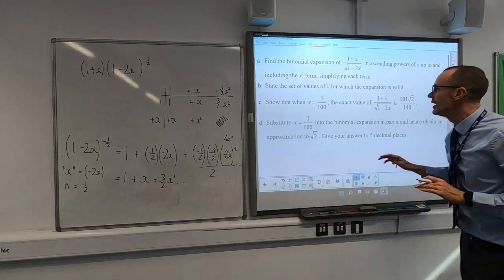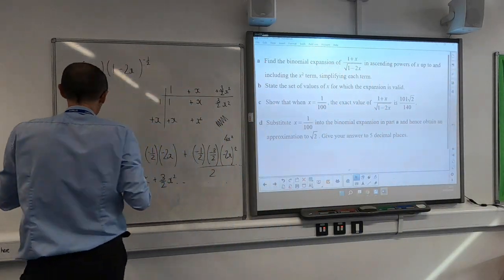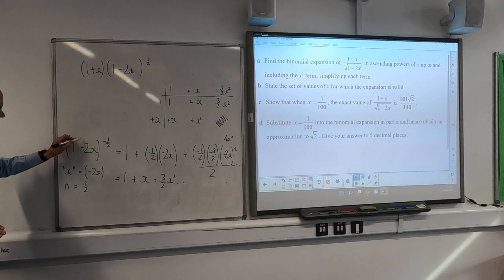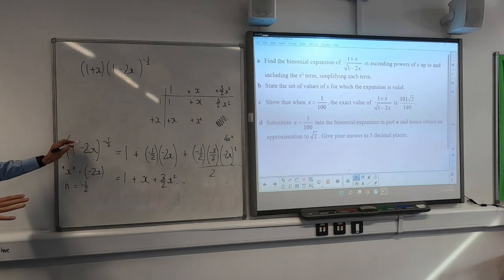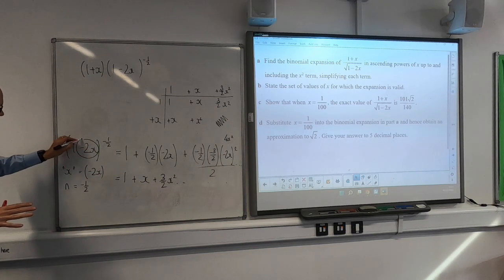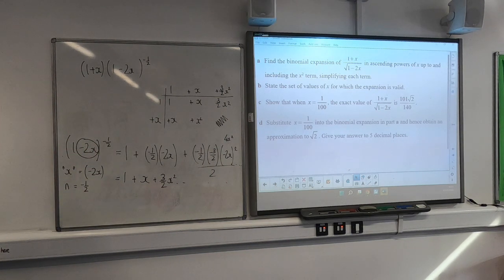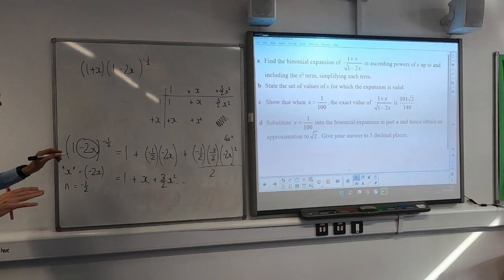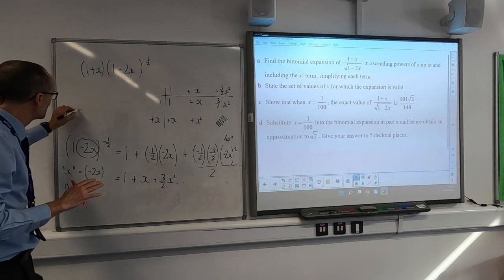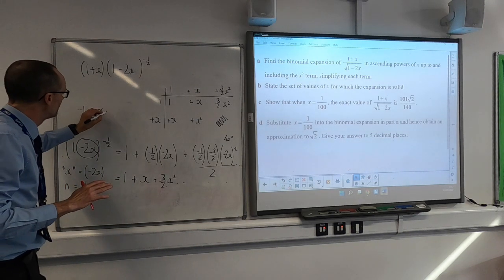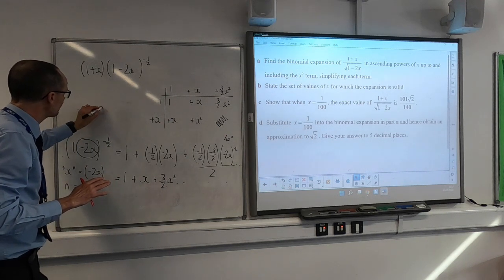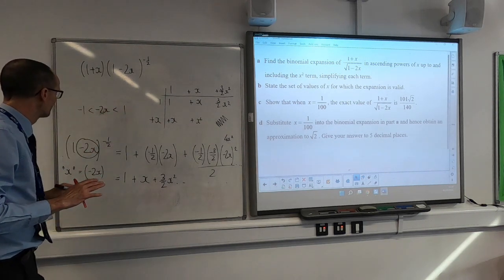Validity is a really important part of the binomial. We go back to the thing we've expanded, which is this. And we say, right, this only works if this is small, and my definition of small is that that has to be between -1 and 1. Well, why is it that it only works?